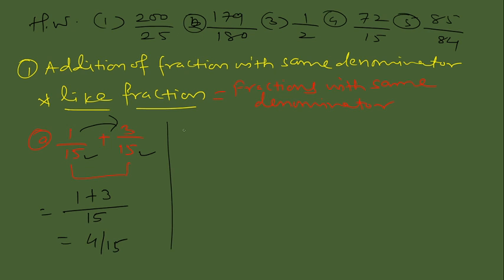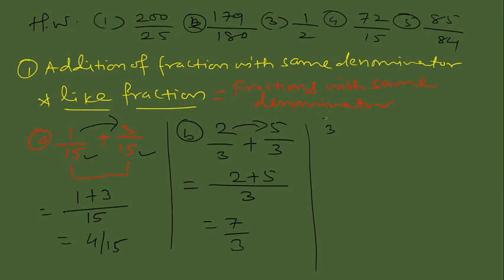Second question, let us take an example. 2 by 3 plus 5 by 3. Look here. How many times does 3 come here? 2 times. But you have to write it only once. So write here 3, a single time only, and just add the numerators. 2 plus 5 is equal to 7 by 3.